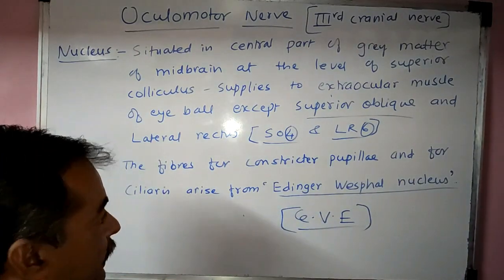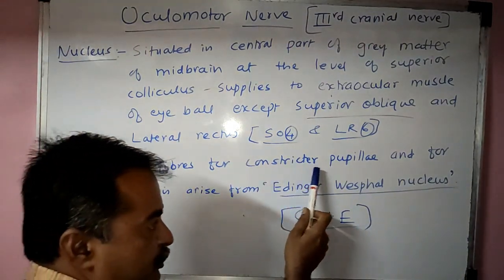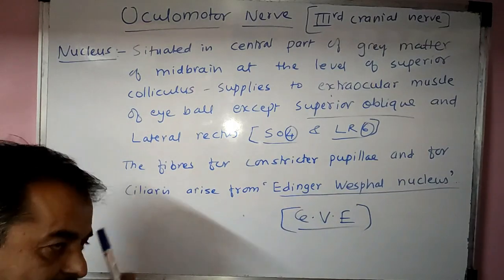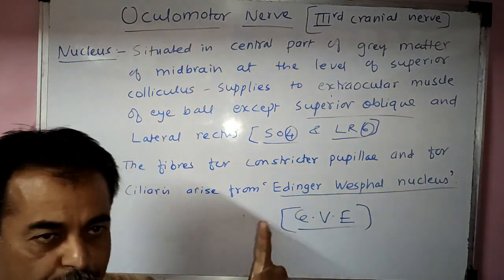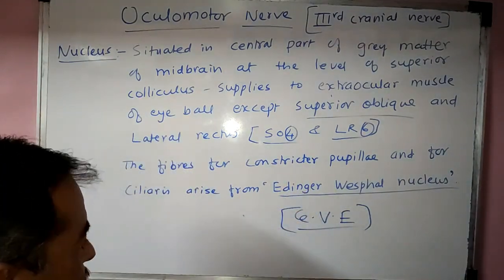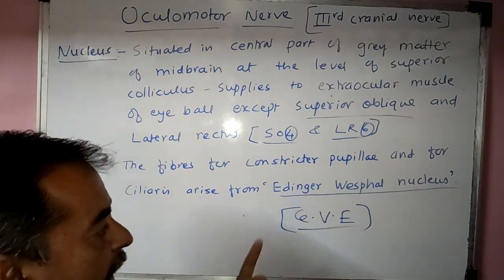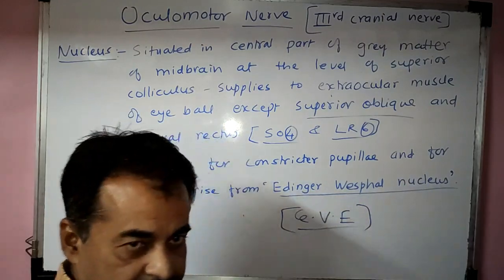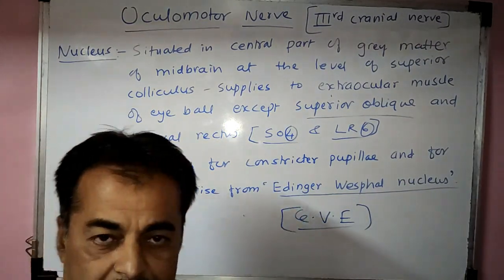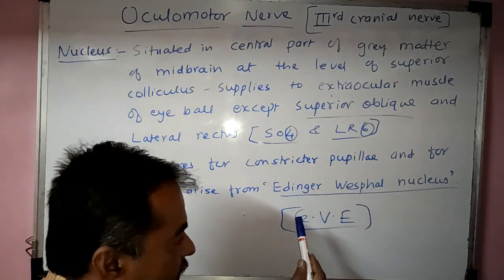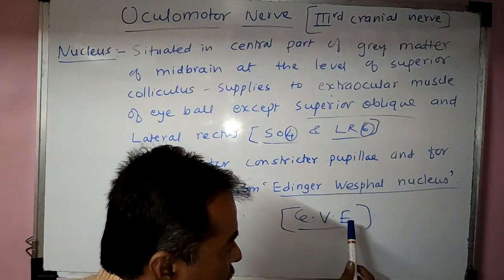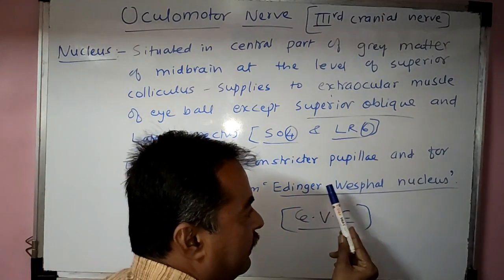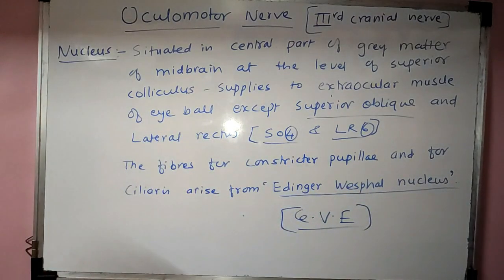cranial nerve. And the fibers for the constrictor pupillae and for the ciliaris, which are smooth muscles of the eyeball, arise from the Edinger-Westphal nucleus. As we told in the functional components, they are the general visceral efferent. These general visceral efferent fibers arise from the Edinger-Westphal nucleus.